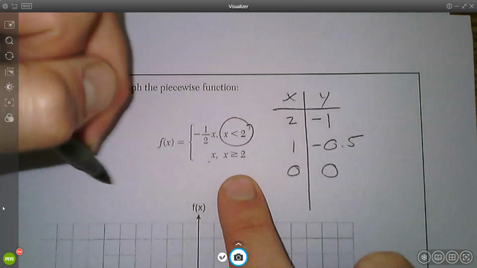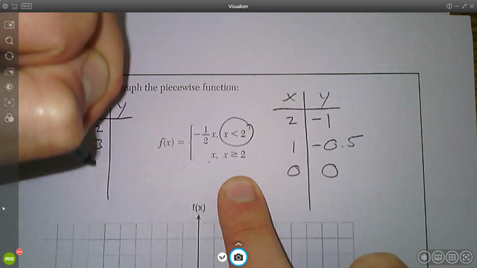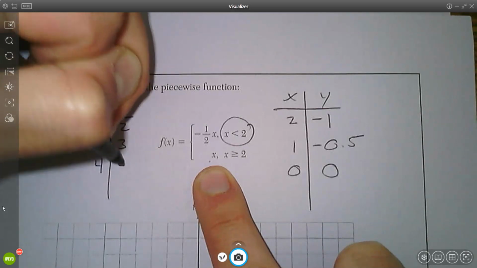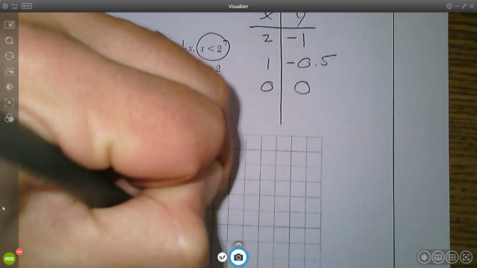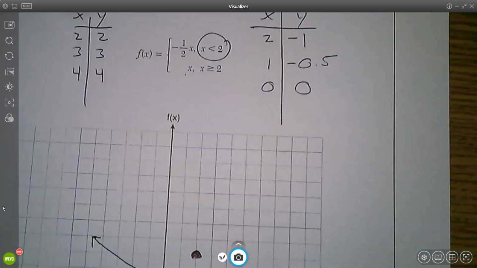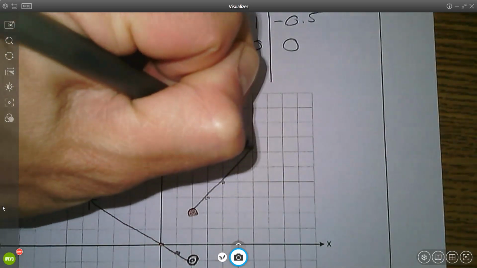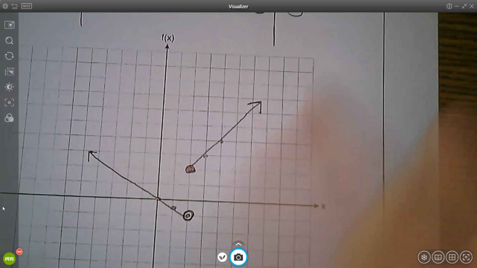Now, when x is greater than or equal to 2, so 2, 3, 4, I'm just returning the same input. So this I could do in my calculator. I'm just going to get 2, 3, 4. So at 2, 2, this is going to be a closed circle now because it does have the equal to. 3, 3, 4, 4, and so on and so forth. This just keeps going. So that's a piecewise function. There's 2 pieces. This is the first piece. This is the second piece.